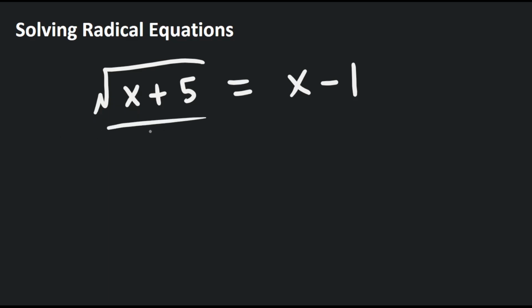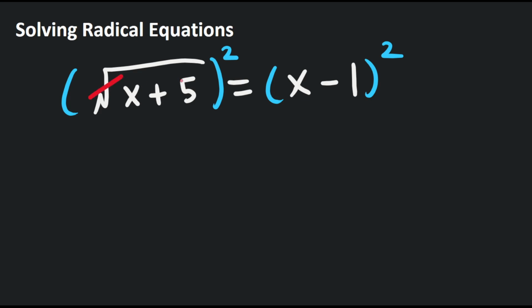As you can see right here on the left side, our x is trapped underneath the radical. To cancel this radical, we can take the square of both sides, so we can raise both sides to the power of 2. That makes the radical cancel out with the squared, and we have freed the x plus 5 that was trapped within it. So x plus 5 is now free, equals, and on the other side, we have x minus 1 squared.